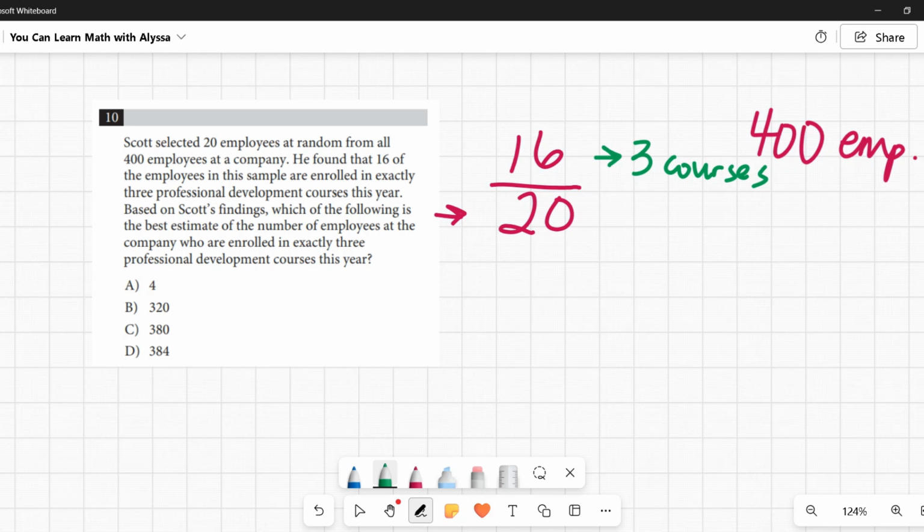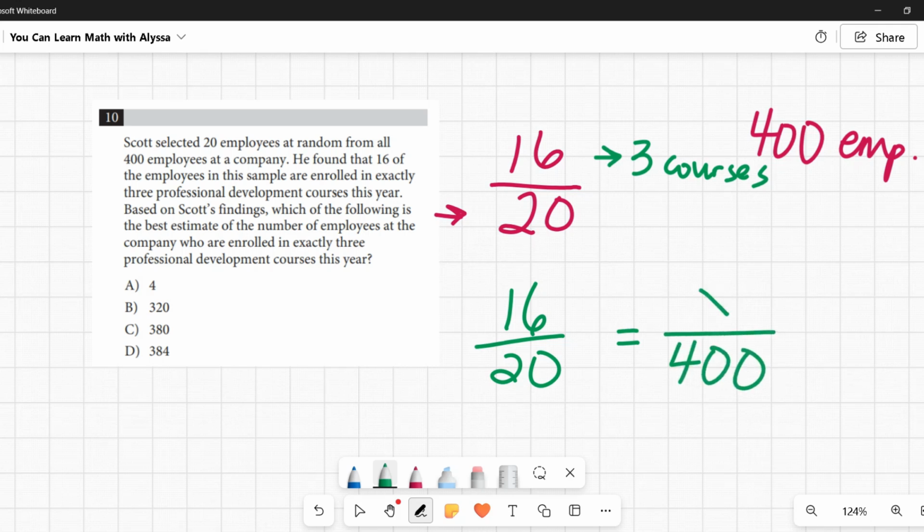So they're asking us to use a sample to predict the whole number. So 16 out of 20 are in 3 courses. And if we assume that this ratio holds true for the whole company, then how many out of 400 can we expect? So this is our total number of the sample. Here's our total number of employees. On top, we have total number in the sample that are in 3 courses. Over here, we would have total number of employees in the whole company that are in 3 courses.